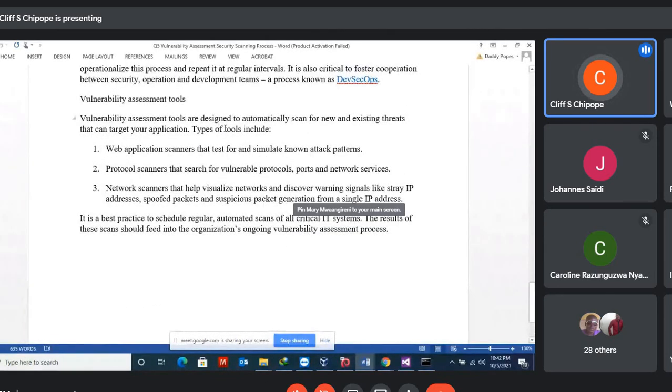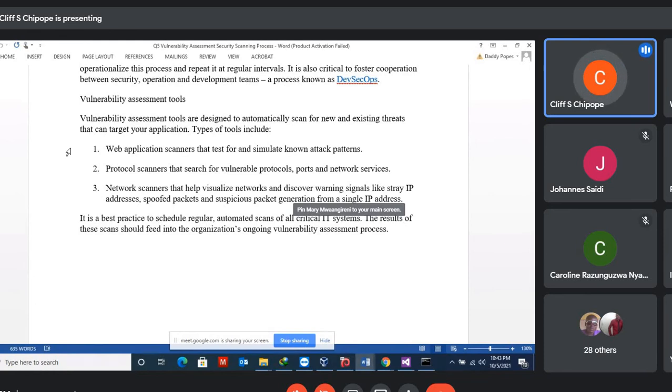Lastly, vulnerability assessment tools are designed to automatically scan for new and existing threats that can target your application. Types of tools include web application scanners that test for and simulate known attack patterns, protocol scanners that search for vulnerable protocols, ports, and network services, and network scanners that help visualize the network and discover warning signals like stray IP addresses, spoofed packets, and suspicious packets generated from a single IP address.